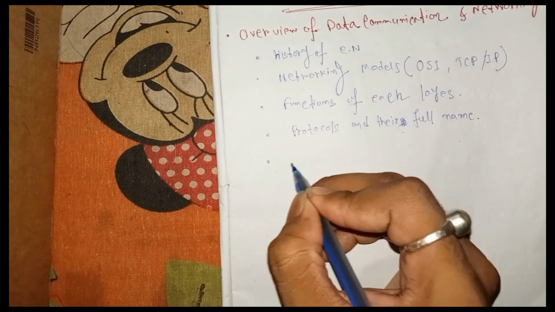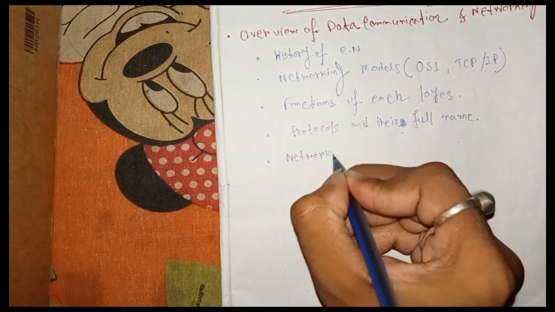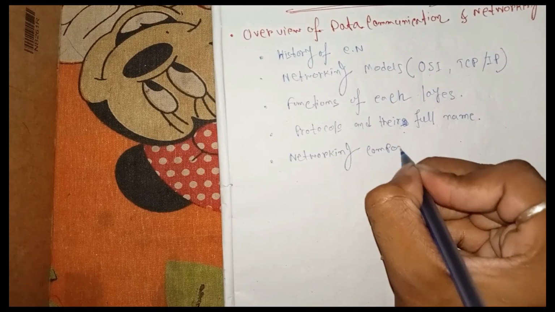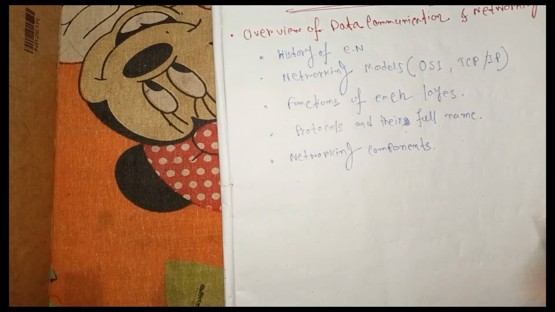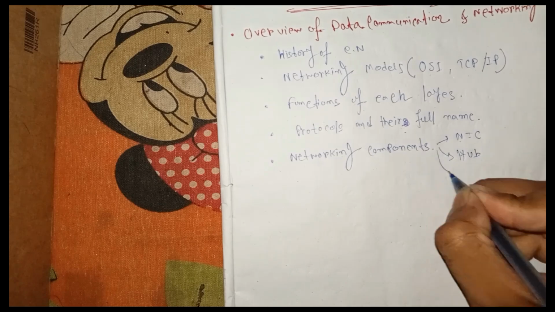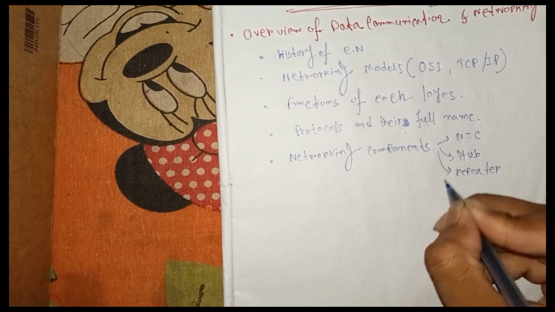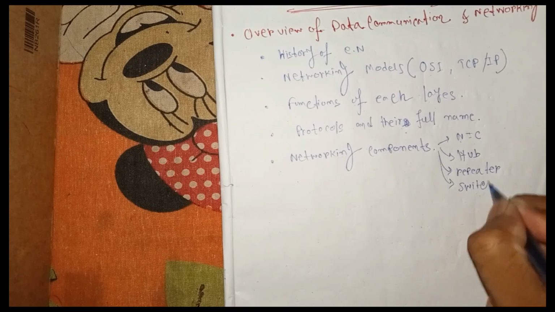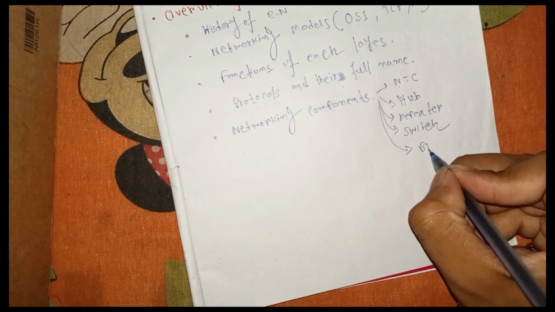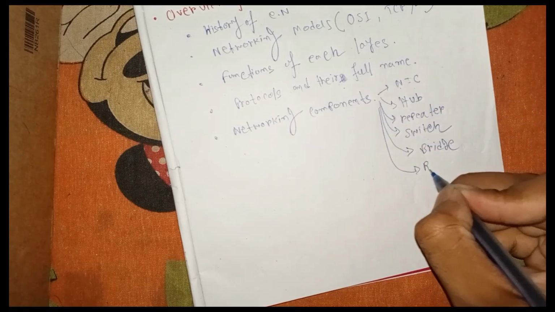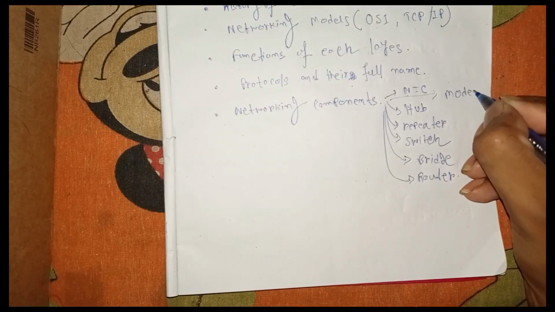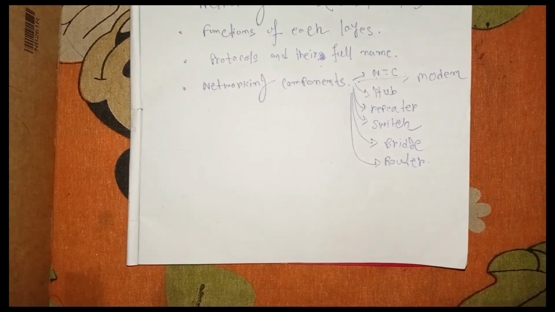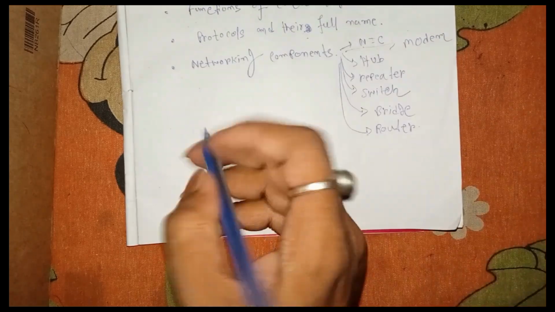So some networking components, you can say. In networking components, we have various types of components. At first we need to learn the NIC, network interface card, then hub, repeater, switch, bridge, and router. And then modem, and different types of topologies in computer network.